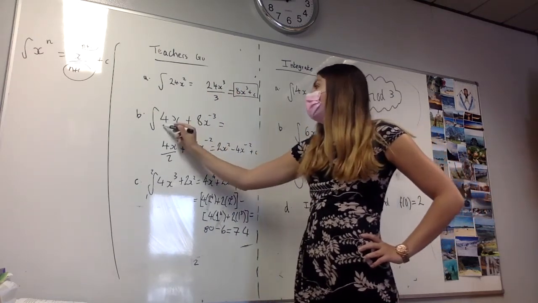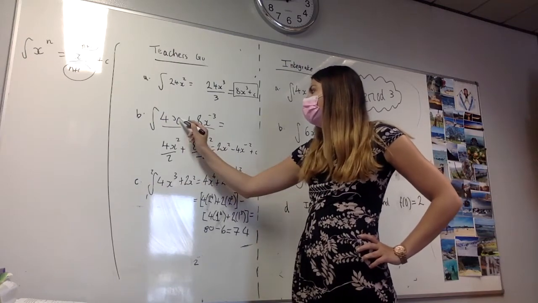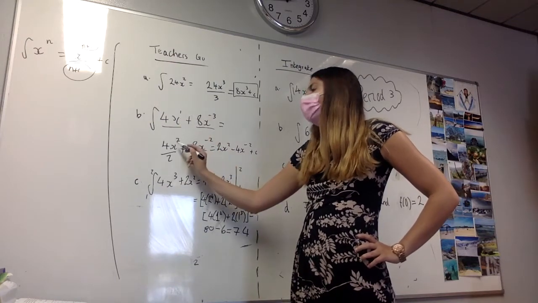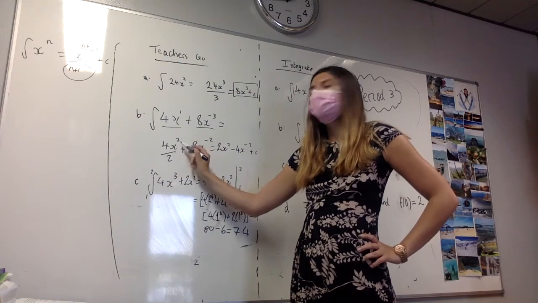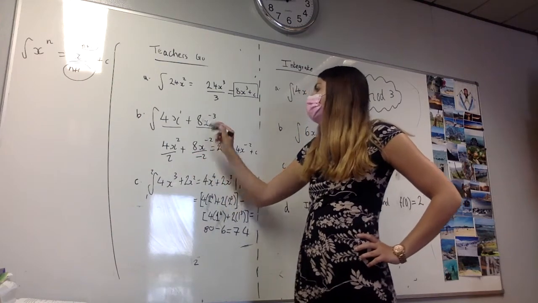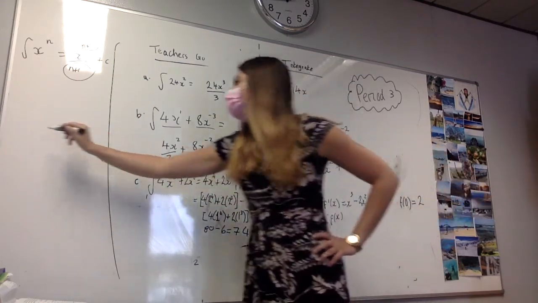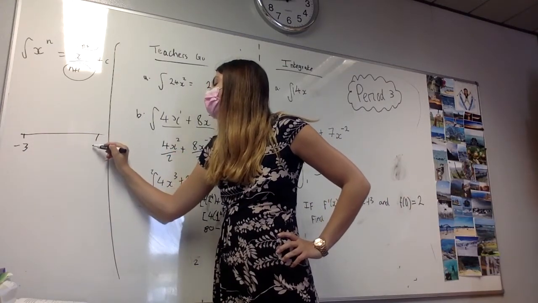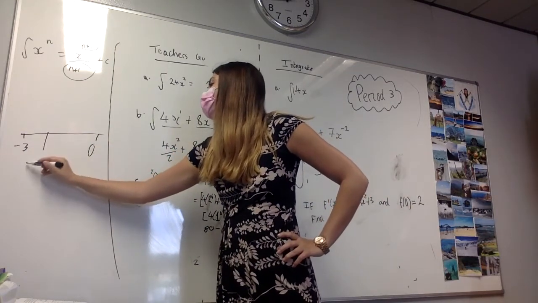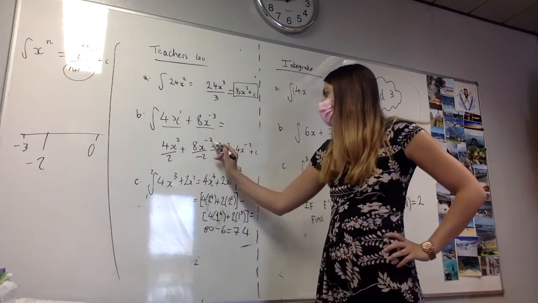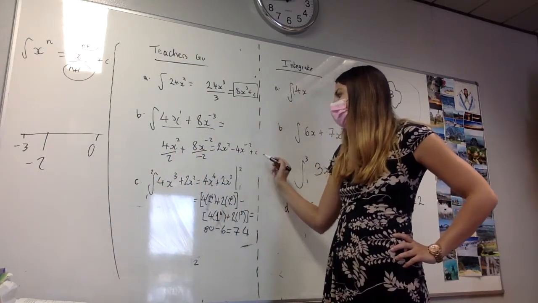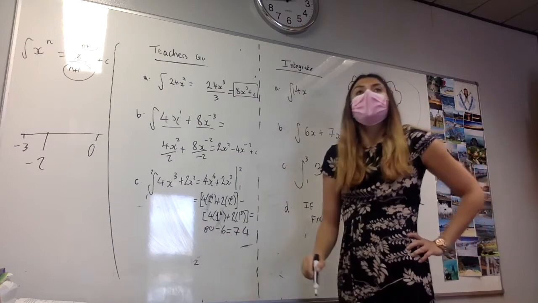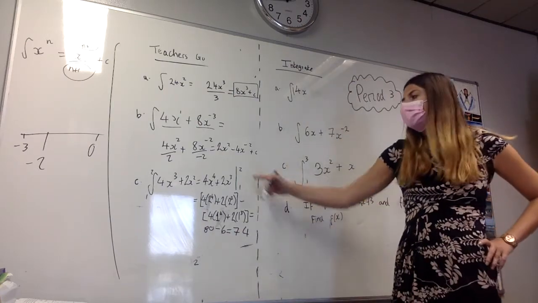If you have 2 terms, you do the process twice. This is to the power of 1. We add 1 to 1, 2 over 2. Minus 3. If you take a number line, Wendley, what happens when we add 1 to minus 3? Minus 2. That's why it becomes minus 2 over minus 2. Simplify. Add c. Last but not least is question C.